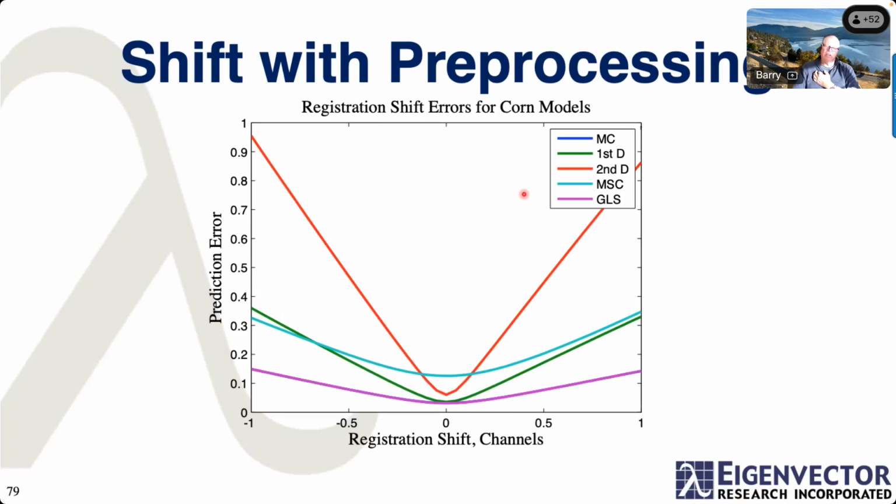So here, this second derivative model is the one that is the most sensitive to registration shift, whereas this one with generalized least squares really isn't affected that much at all. So that's one more thing to look at when you put a model online: can you get one that is less sensitive to changes in the data?